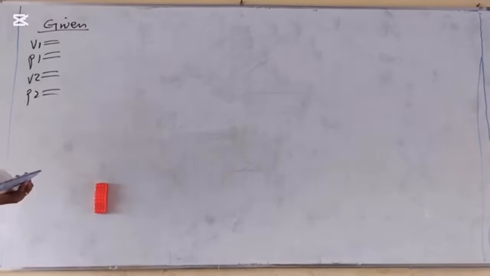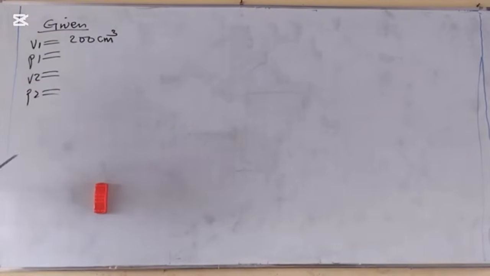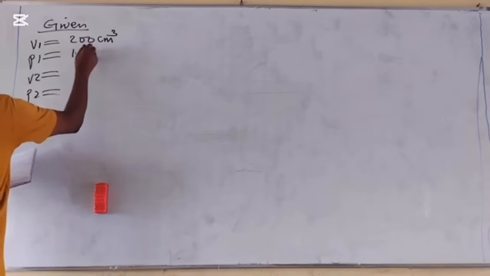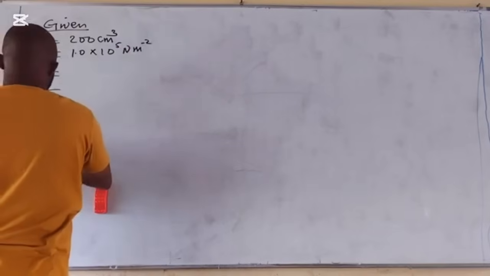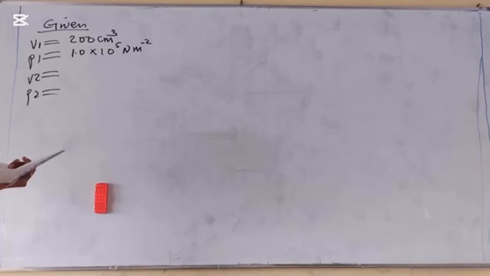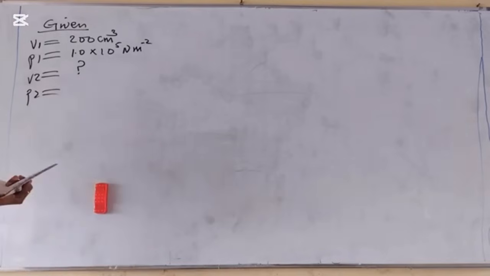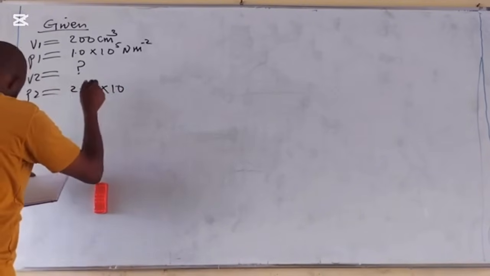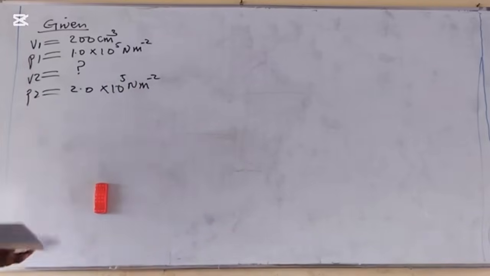I say a certain mass of gas occupies 200 cm cubed, which is our V1, at 1.0 times 10 raised to the power 5 Newton per meter squared, which is our P1. We should calculate its volume, V2. So we don't know what that is. That's what they say we should calculate, when the pressure increases to 2.0 times 10 raised to the power 5 Newton per meter squared. Okay, that is it.